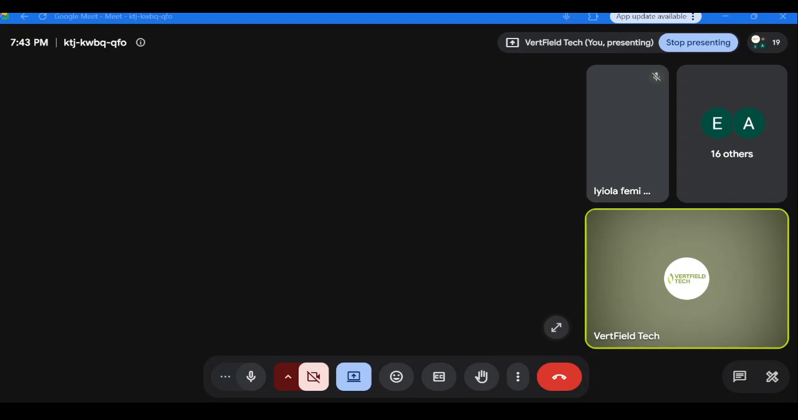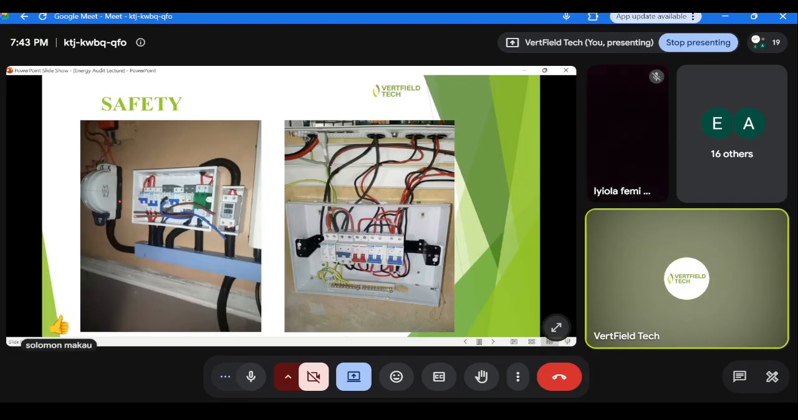So this last one is the proper wiring of the box. You can see your wiring there using all the breakers, using the fuse, the surge protector, and the earthing is also included here.